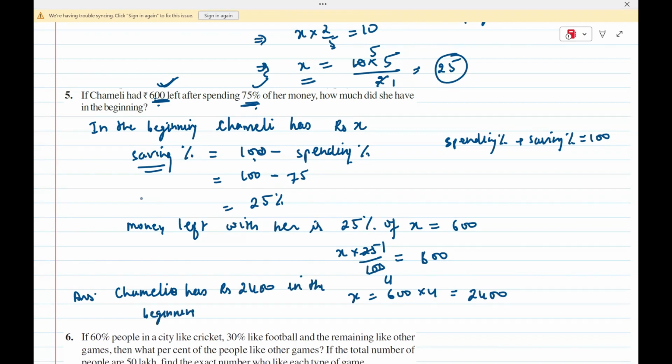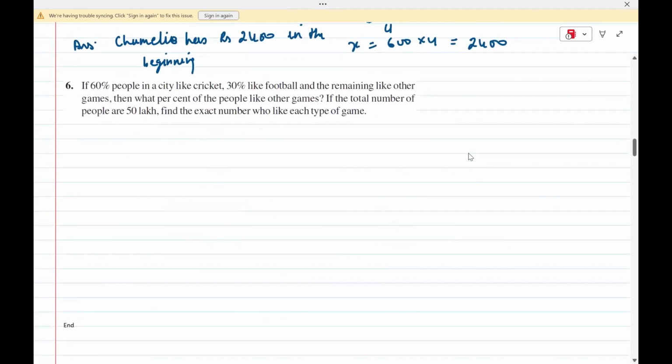Okay? Hope this is clear. So just keep one thing in mind: two opposite quantities, percentage sum is 100. And you can compare the same quantities only. If it is spending, you can calculate the spending money. If it is saving, you can calculate with the saving quantity. Clear? Let's see the next question, and that is the last question.